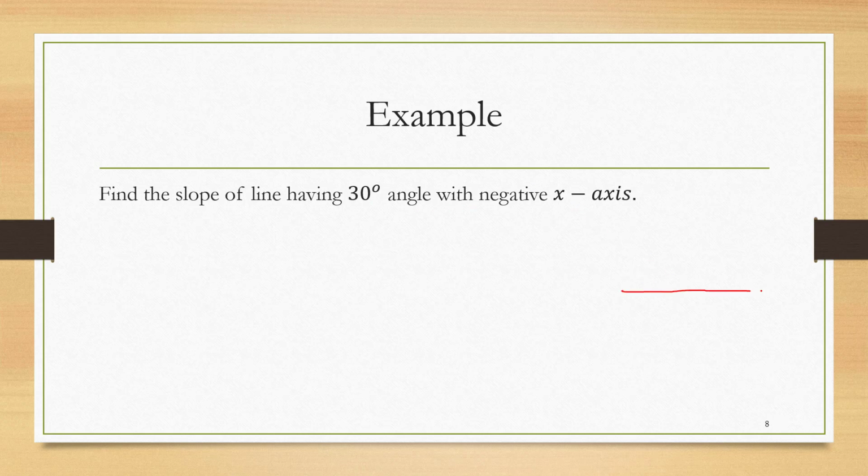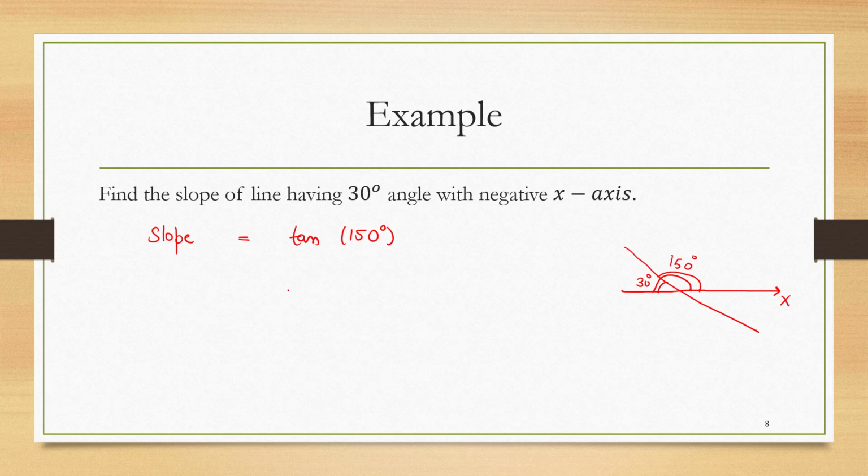Now see, if this is the x-axis and this is the line, this is having a 30-degree angle with the negative x-axis. We know that this complete angle is 180 degree. So if 30 degree is the angle with the negative x-axis, then the angle with the positive x-axis is 180 degree minus 30 degree, that is 150 degree. So the slope of this line is given by tangent of 150 degrees.